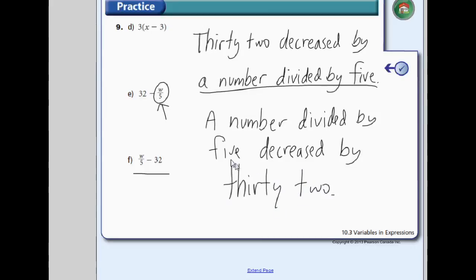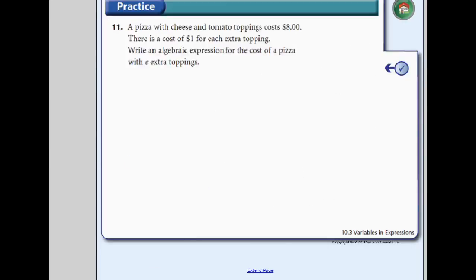So let's look that over. A number divided by 5, that's this part, decreased by, that's my negative, minus 32. That works. We're all good. So that's number 9. Let's move on to number 11. We're going to skip 10.